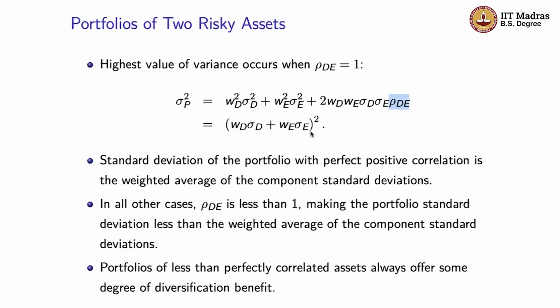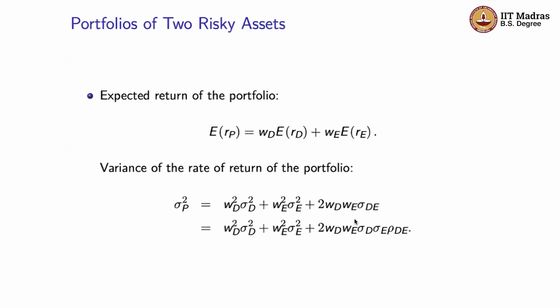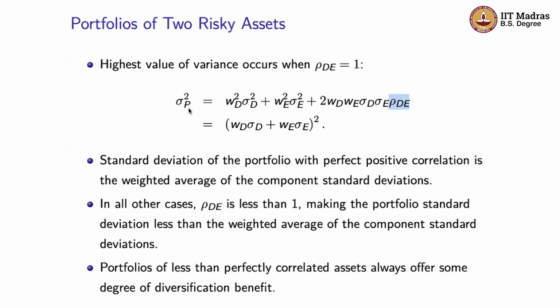So what that says is that in this case, when you have got perfectly positively correlated assets, right, then the standard deviation, which is the square root of the sigma square P, becomes the weighted average of the standard deviation of the assets, right? So this is the only case that you have here. However, in all the other cases, when you have got, for example, rho DE to be less than 1, then in that case, the standard deviation of the portfolio is going to be strictly less than the weighted average of the standard deviation of the different assets, right?